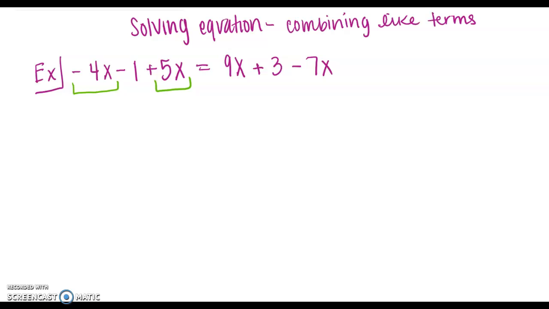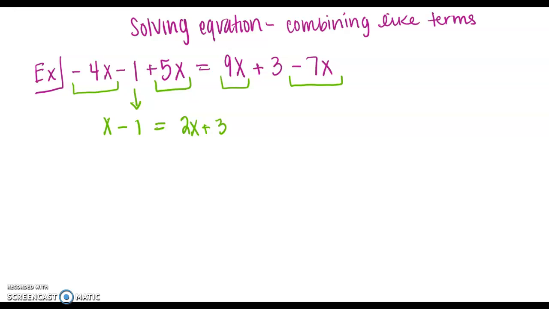So if I combine that, negative 4x plus 5x just gives me x, and then I'm going to bring down the negative 1. Right, then I'm going to do the same thing on the right. So I have 9x and negative 7x. Those are like terms. I'm going to combine those. That's going to give me 2x, and then I'm going to bring down the 3. And now I'm going to solve like I have before.